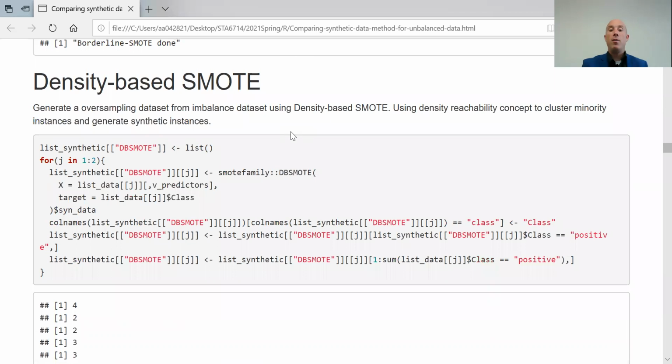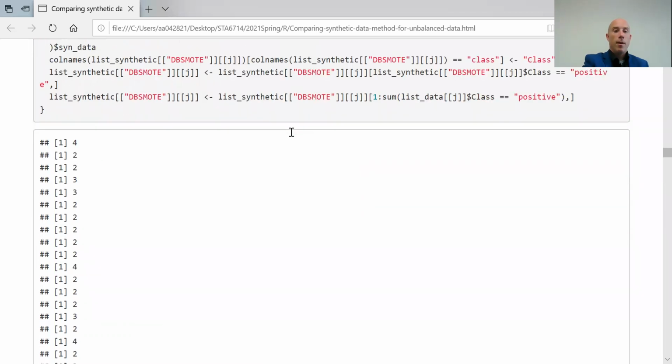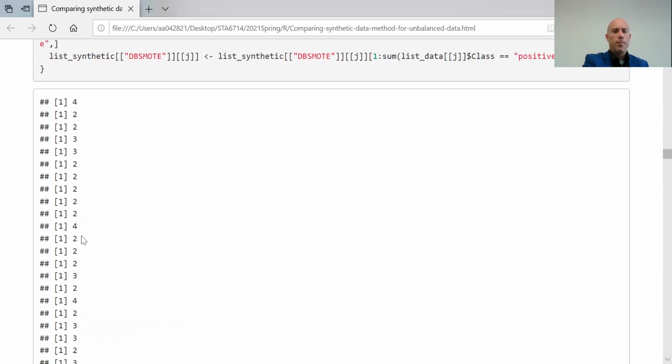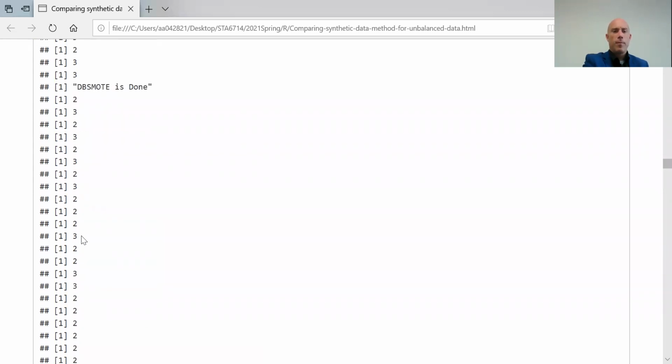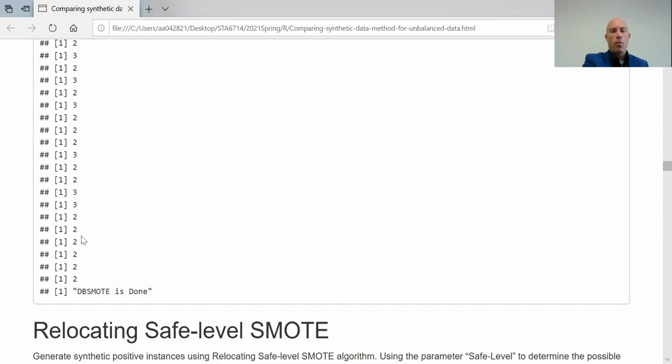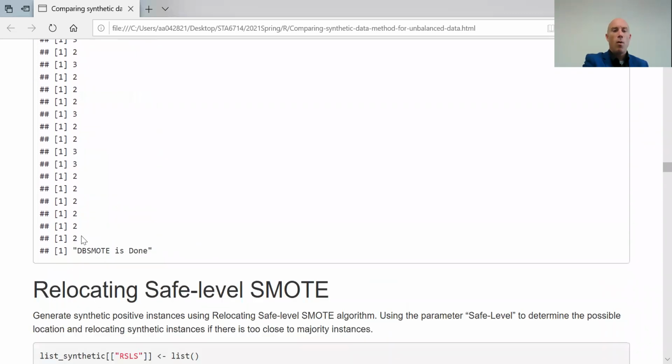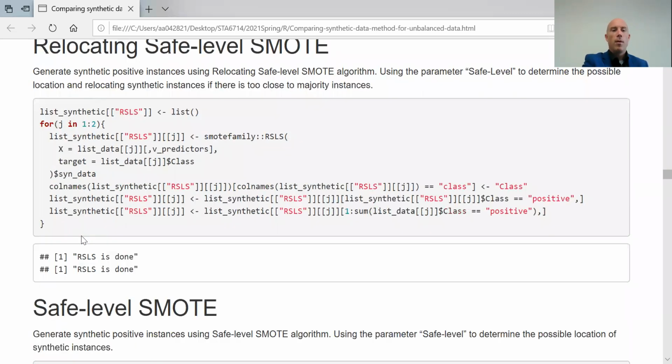Next, we have density-based SMOTE. Here it uses the density to generate new data. This one gives a lot of output. I'm not real sure what's honestly going on with that, but it's all good.